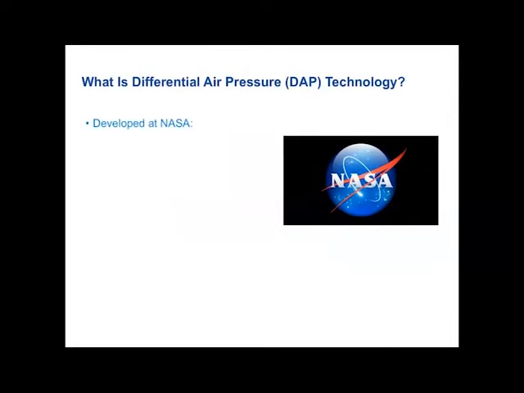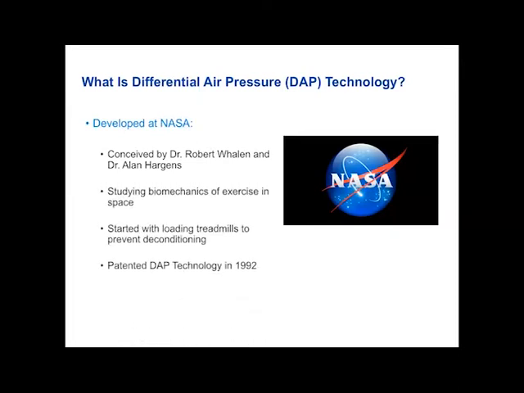So what is differential air pressure technology? Well, it was developed in NASA by Dr. Robert Whalen and Dr. Alan Hargens, probably late 80s. And what they were doing is they were studying the biomechanics of exercise in space. So it started with loading treadmills so that you could have astronauts train in space, because when they're in an unweighted setting, what happens is they develop muscle atrophy, osteoporosis. So they were looking for ways to exercise them in outer space.